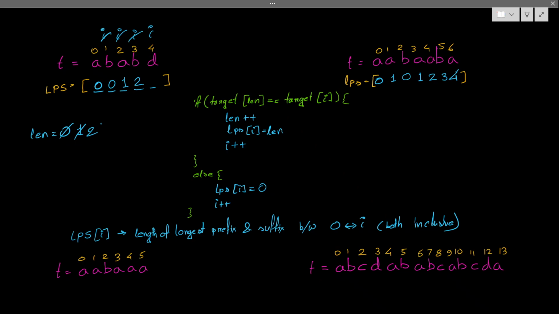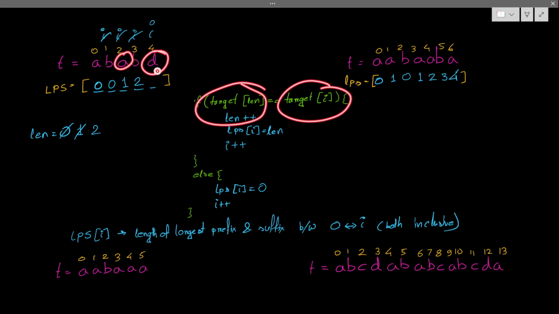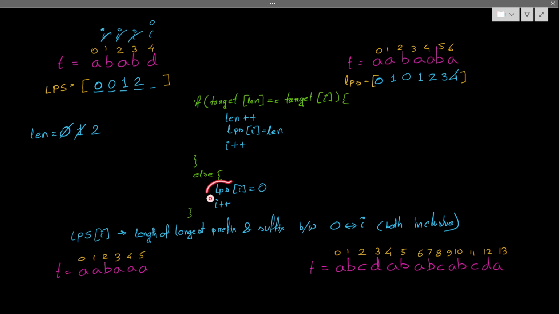Now again, what is my length? Length is 2, right? So again I will check this case. Target of length, that is nothing but A, and target of I, is it matching? No, it is not matching. If it is not matching, I will put LPS of I equals 0 and I plus plus. So for now, this algorithm seems correct. We'll see what happens next, but for right now it is fine. This is how we can calculate our LPS.